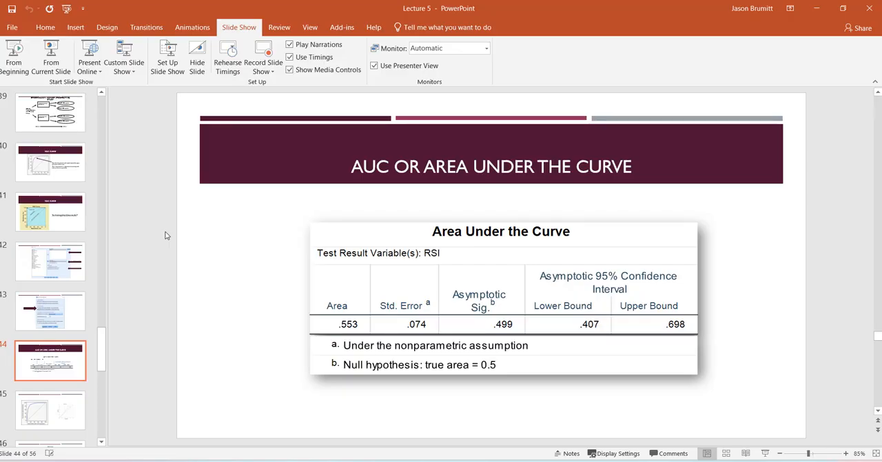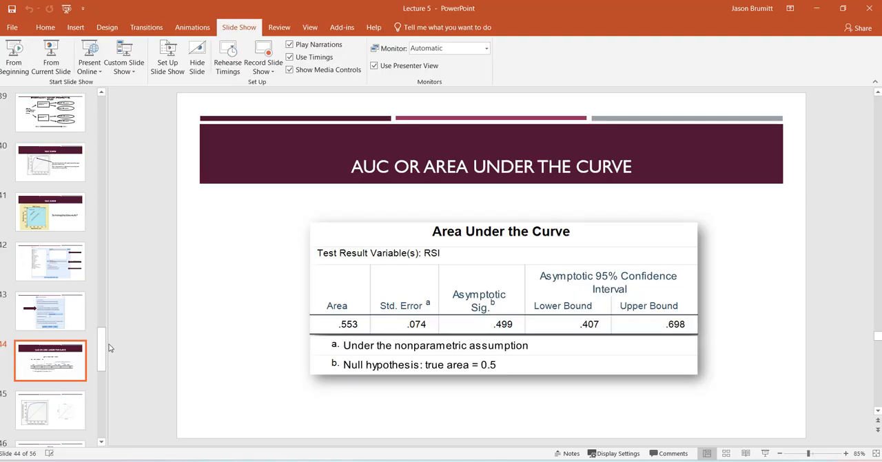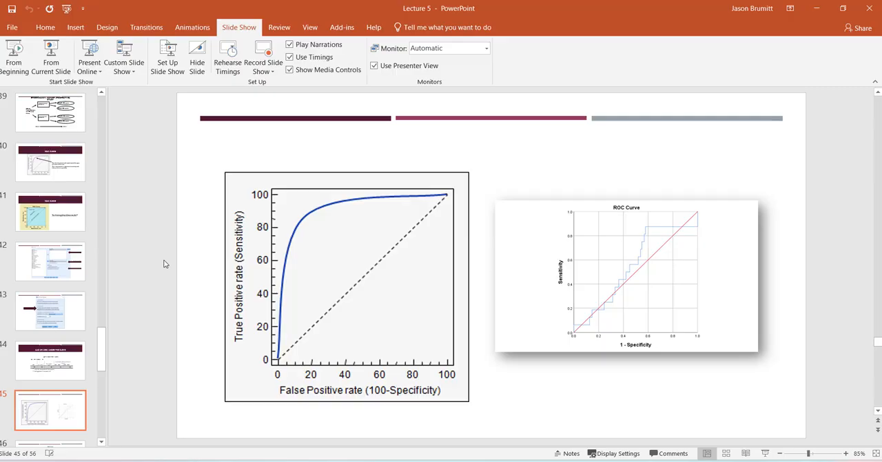So talking about the area under the curve, this area under the curve here. Sometimes people will report this area under the curve. Ideally, what they're wanting to see is something that has a 0.05, something that presents as significant. Now, not always the case that's needed, but I think that's what's wanted.